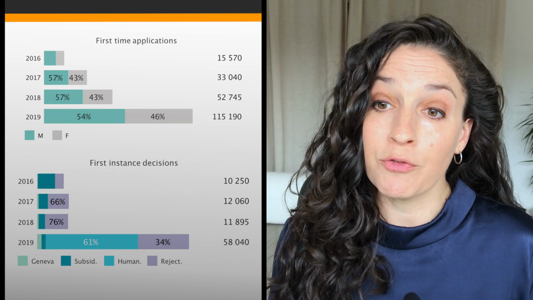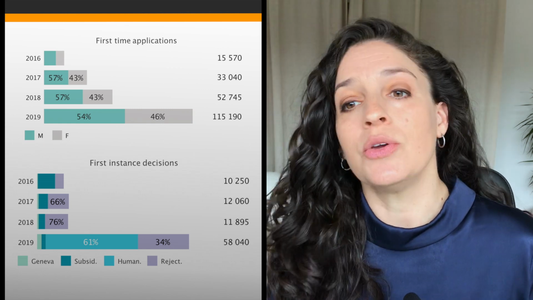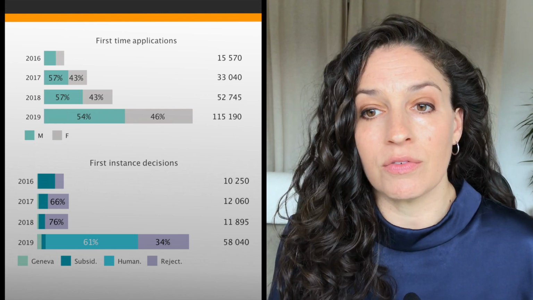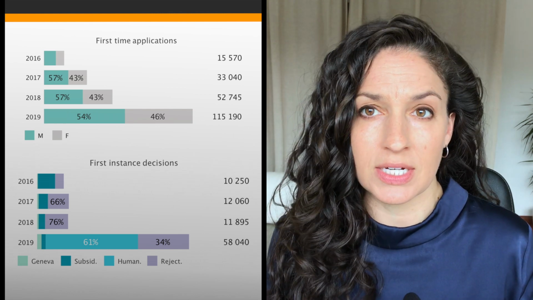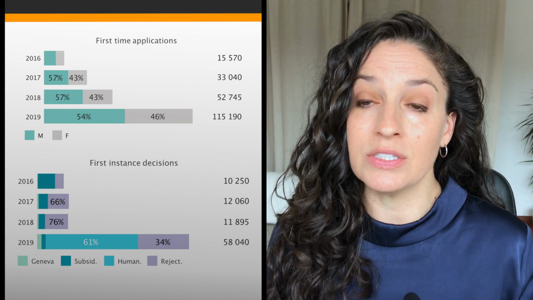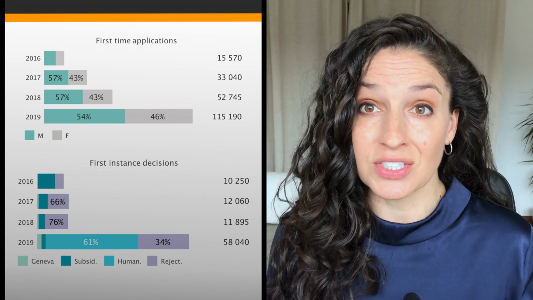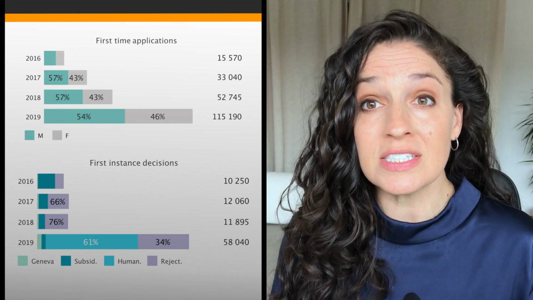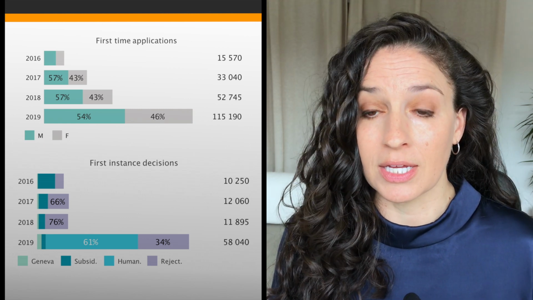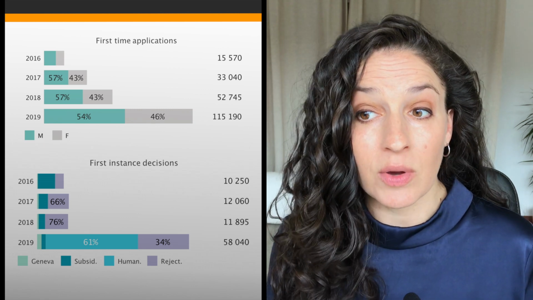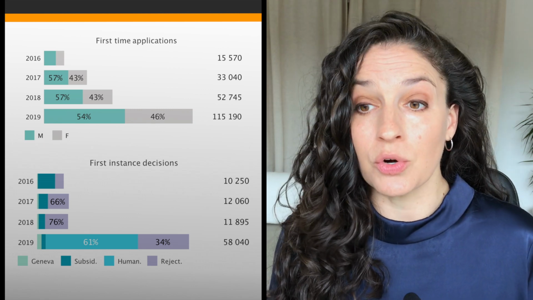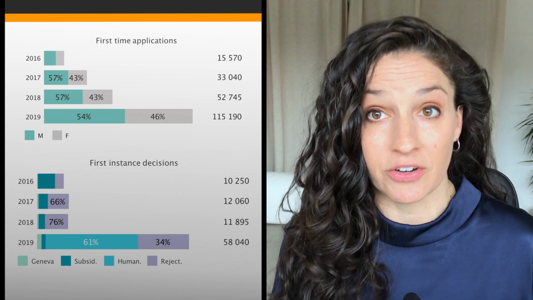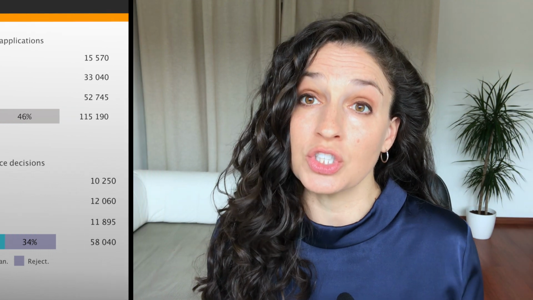If you also look at first instance decisions, you can see between 2016 and 2018, especially in 2017 and 2018, many of these first instance decisions were rejections, meaning that many of the people who were asking for refugee status were rejected for their claim. In 2019, however, only 34% were rejected and 61% were accepted on humanitarian grounds. So we really saw a shift over time.